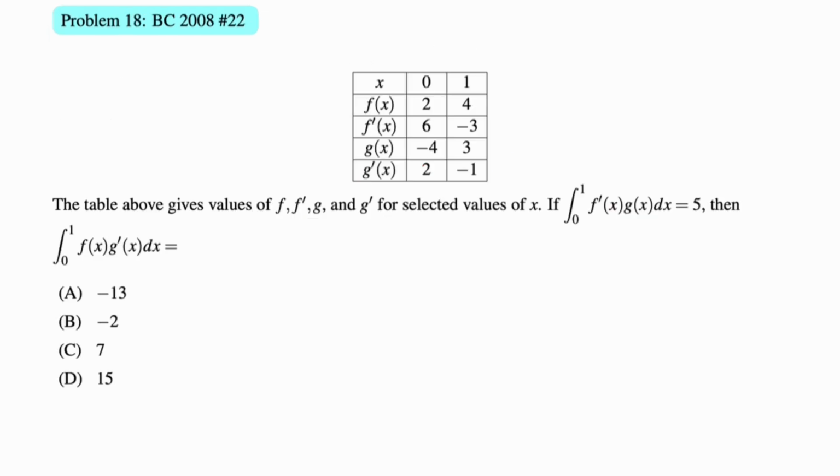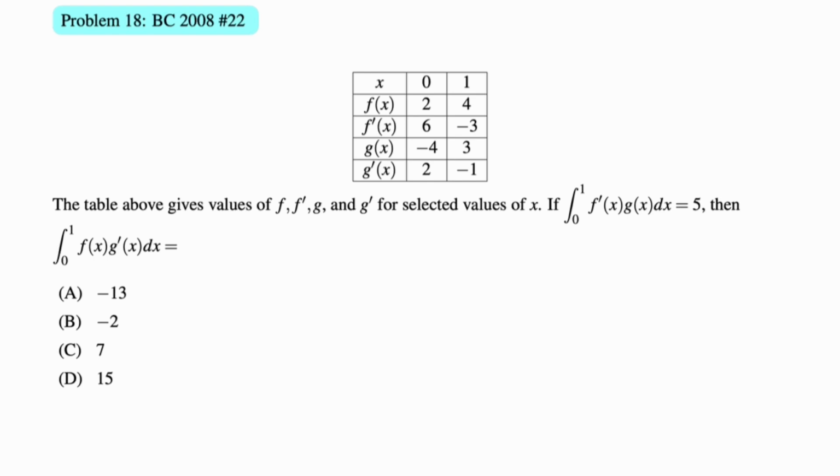Okay, next up, problem 18. The table gives values of f, f prime, g, and g prime for selected values of x. If the integral from 0 to 1 of f prime times g dx is equal to 5, then what is the integral from 0 to 1 of f times g prime dx? This is integration by parts again. Anytime you see something weird like this, it's almost certainly going to be integration by parts.